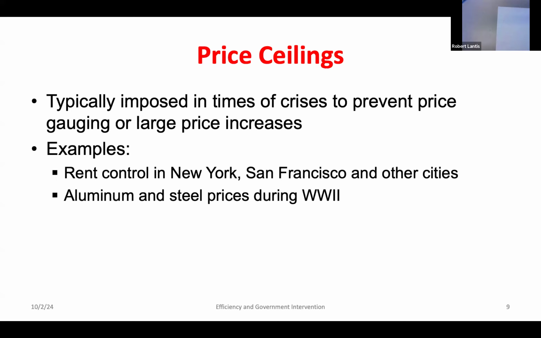Now, this sounds good in theory, right? Especially if we're thinking about who this is probably going to benefit. Well, if I'm saying you can't charge a price above $2 for a gallon of gas, that's going to benefit consumers and probably hurt producers. But how is that going to happen, right?